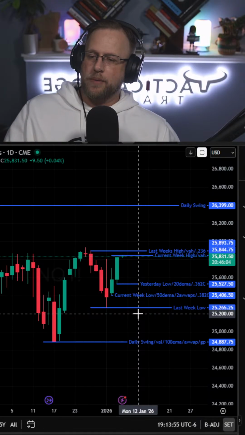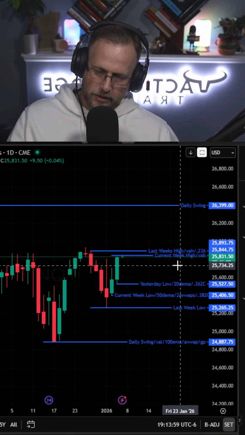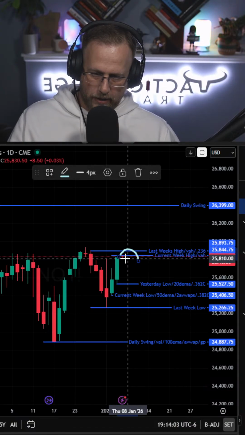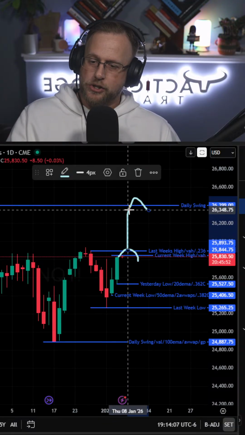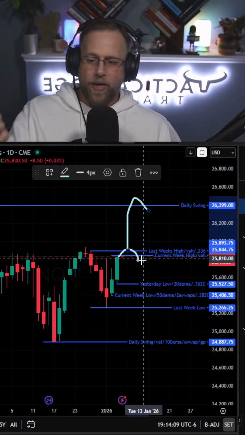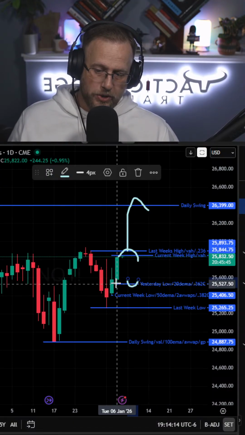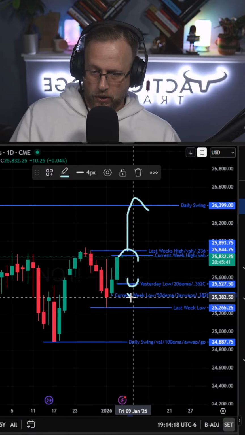So my chart, my battlefield is now laid and ready for tomorrow. I have some ideas, right? Sweep, close back in, short the shit out of it. If that doesn't happen, then I'm targeting that daily swing up there. Sweep, short the shit out of it. If we get some pullbacks before that happens, I'm looking at yesterday's low, which is technically today's low, but the new candle has started, right? Or the current week low.